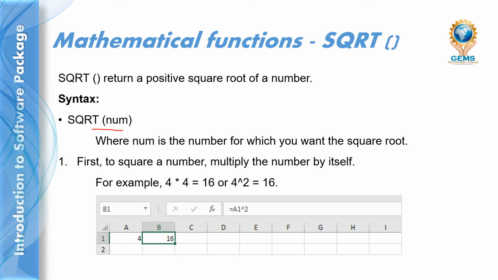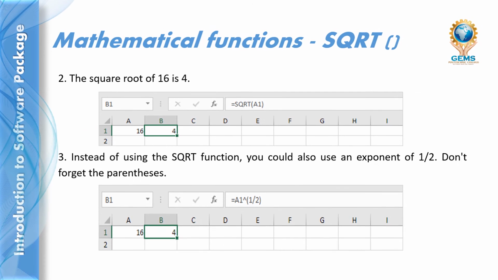So you can see here this example, 4 into 4, we are getting the output 16. The square root of 16 is 4. You can see here equal to the SQRT function of A1. A1 is 16, so the square root of 16 is 4.